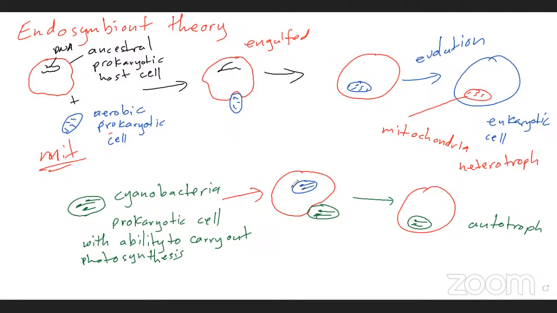So what happens? Some of these ancestral prokaryotic host cells would have just engulfed the mitochondria and stayed as a heterotroph. But some of them engulfed both the mitochondria and the chloroplast.